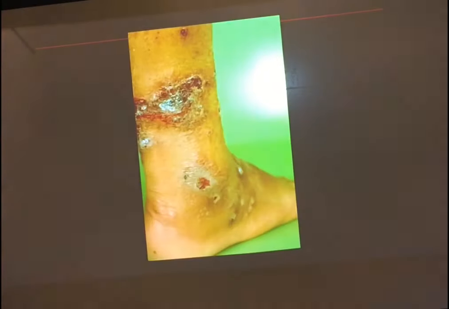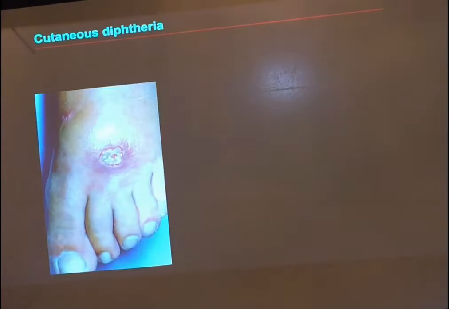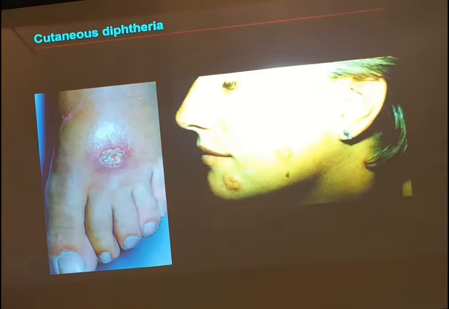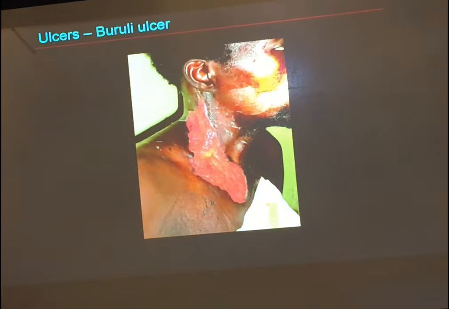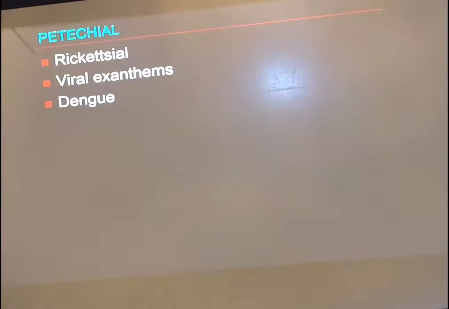So this is another type of ulcer, ecthyma. And then grayish exudate, really rare, but diphtheria actually can cause ulcers too. This is Buruli ulcer. In Buruli ulcer, seen most commonly in West African settings, it's got undermined borders, and I'll show you that in the next slide.